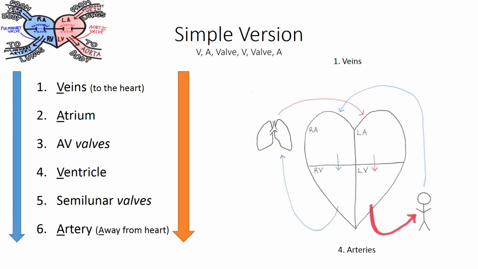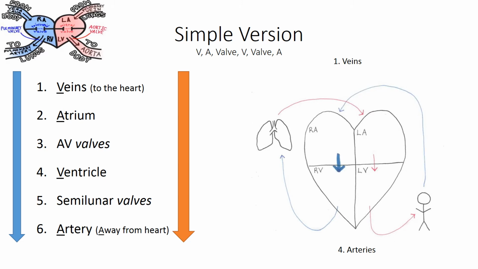So, I want you to think about it in a simple version. Now, it doesn't matter whether we're talking about the left or right side of the heart. Blood will enter the heart through veins. Now remember, the vena cava is the largest vein in the body. The veins will pool the blood in the atrium, and then it will go through the AV valve, the cuspid valve, and go into the ventricle.